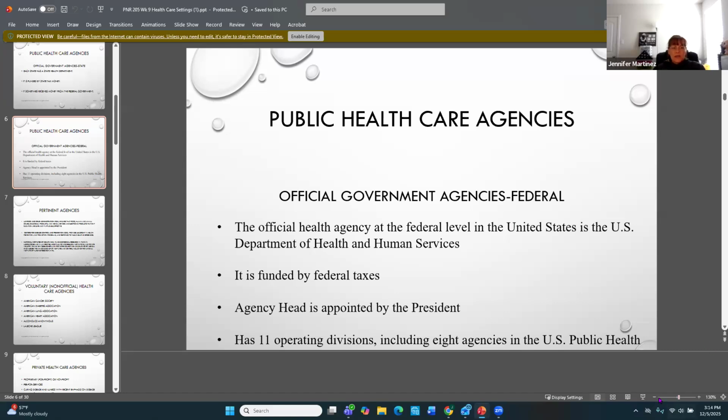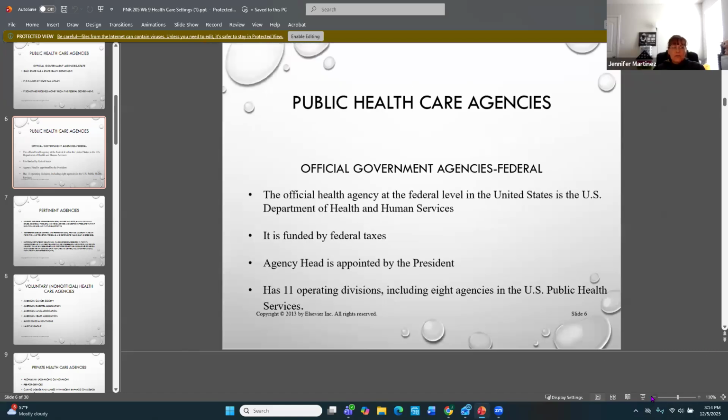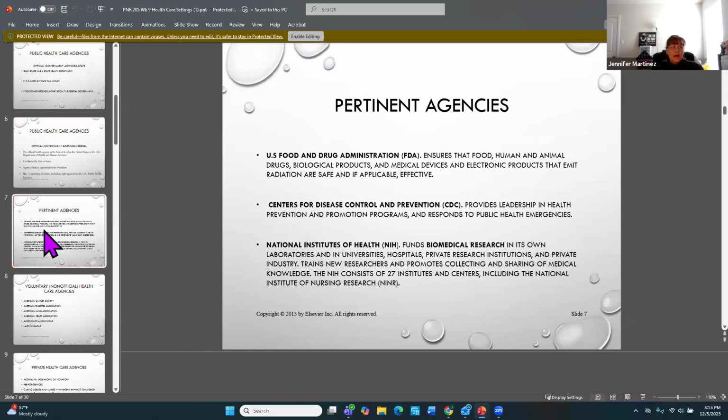It is also funded by federal tax dollars. And it has 11 operating divisions, and 8 of those are in the U.S. Public Health Service. So under that, we have like the U.S. Food and Drug Administration. So what does the FDA do?